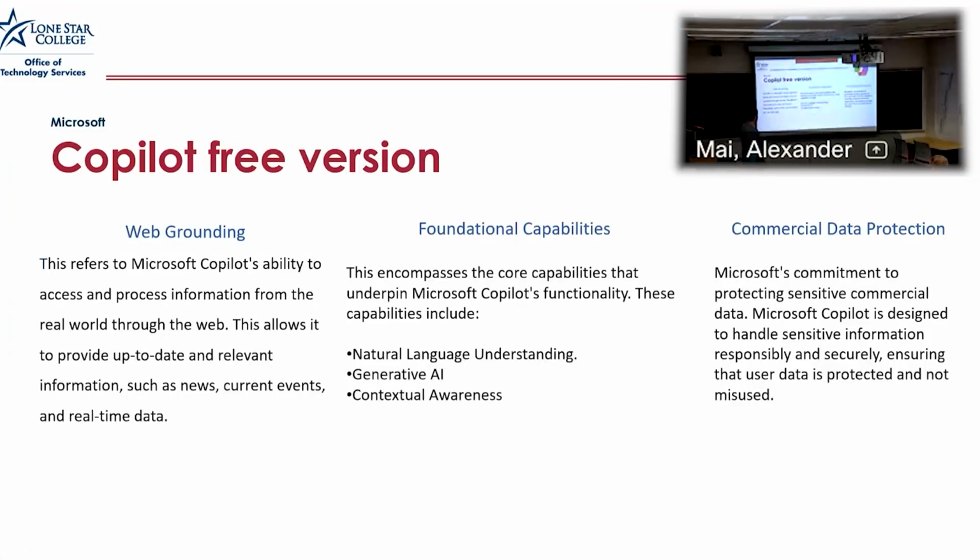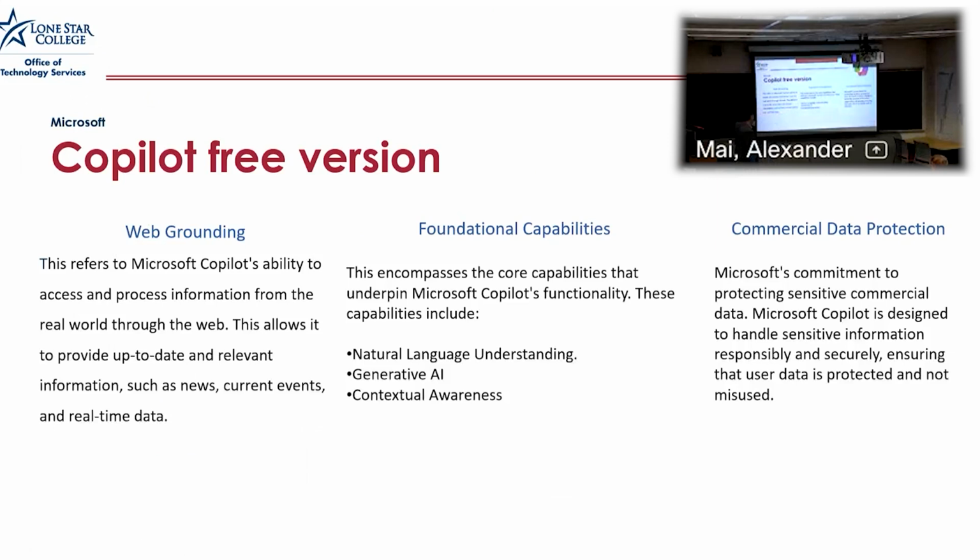All right, so Copilot, what does it have for you? If you go to your Windows machine now, you might have this symbol there. If you don't, you can just click on search, type in Copilot, you should have it there. Everybody is given the free version of Copilot, right? So what does it come with in the free version? Well, it comes with these three major capabilities.